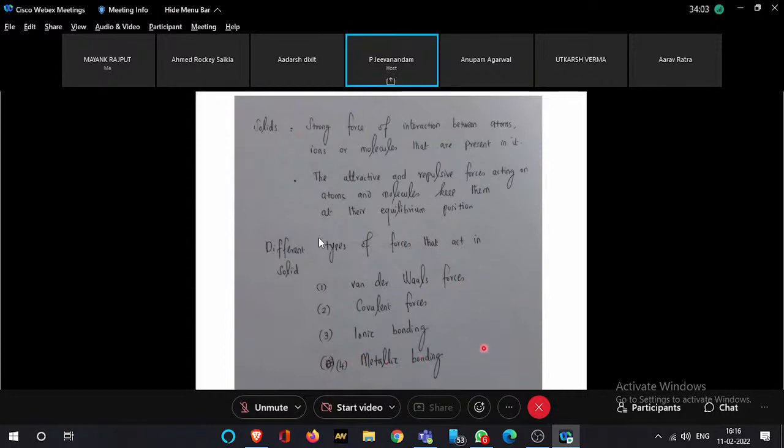Now, I will give you some examples of each of these. For example, if you take iodine solid, I2, what type of bonding is there in I2? Do you have any idea? Is it covalent bonding? Ionic bonding?